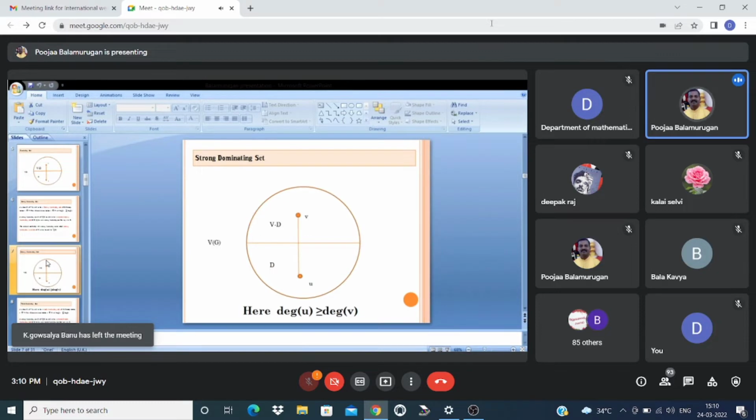So this is exactly the definition of the strong dominating set. You take one vertex set, the same thing as a dominating set, and we add one more condition. The condition is degree of U greater than or equal to degree of V.